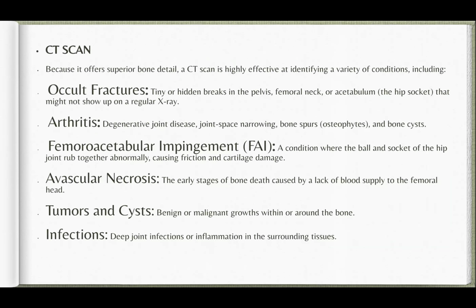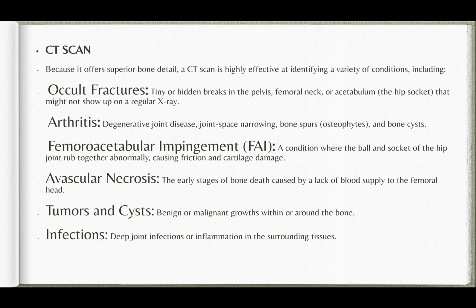CT scan, because it offers superior bone detail, a CT scan is highly effective at identifying a variety of conditions, including the occult fractures, tiny or hidden breaks in the pelvis, femoral neck, or acetabulum of the hip joint, that might not show up on a regular X-ray. Arthritis, a degenerative joint disease, joint space narrowing, bony spurs, osteophytes, and bone cysts can be seen. Femoroacetabular impingement, a condition where the ball and socket of the hip joint rub together abnormally, causing friction and cartilage damage. Avascular necrosis, the early stages of the bone death caused by lack of blood supply of the femoral head.